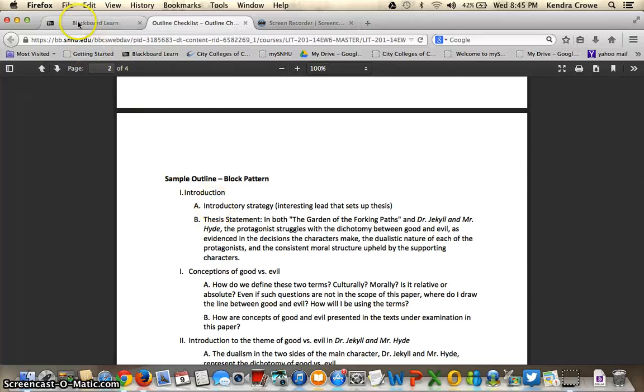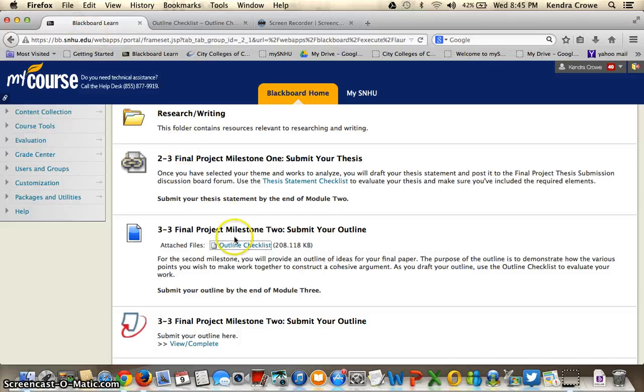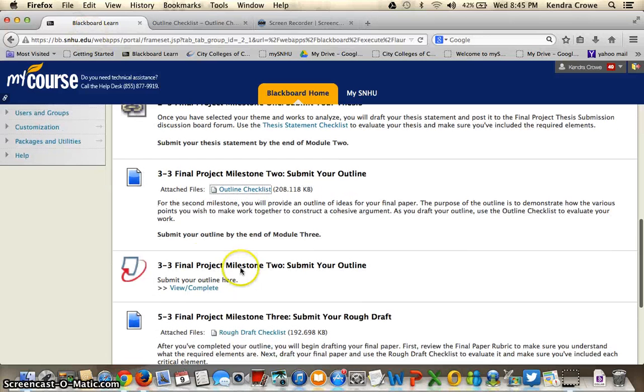And then when you're complete with your outline, I just want to point out that you submit your outline here in this Turnitin link. So it's 3.3 Final Project Milestone 2, Submit Your Outline. It has this Turnitin logo here, which if you click on it, will take you to the site in order to upload your outline. We're doing it through Turnitin and not through a discussion board this week.